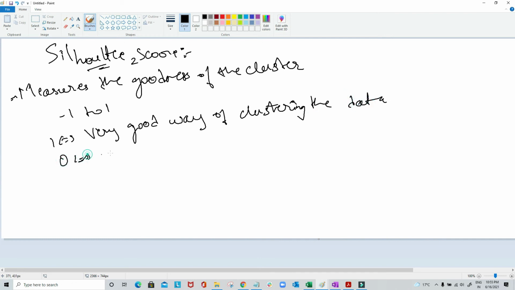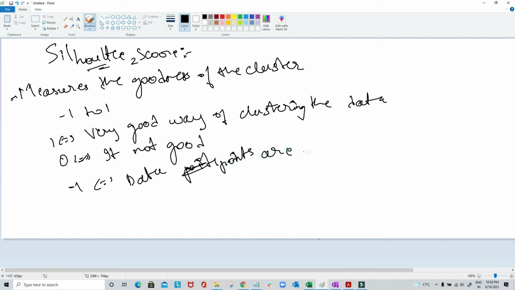0 means it's not good, and minus 1 means data points are grouped incorrectly.